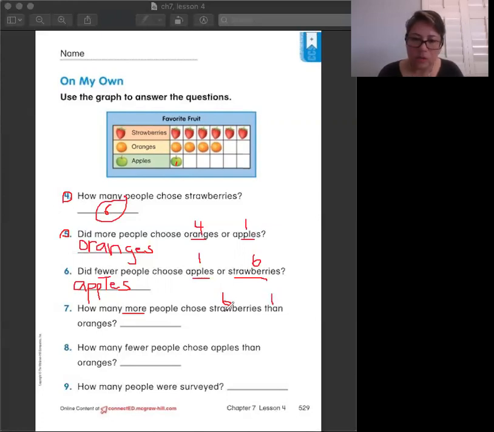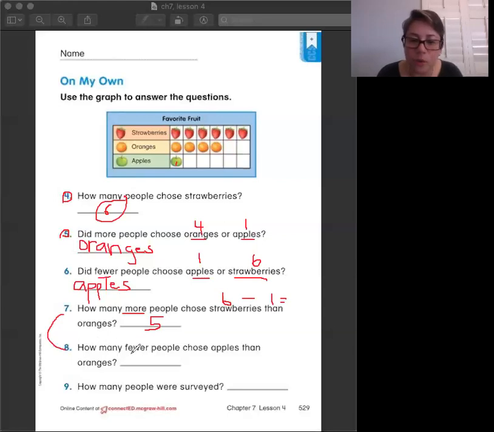1 for orange. So to find out how many more, all I do is subtract. So if one person chose orange, I take 6 for the strawberries, and then I just take away 1. And that tells me how many more people chose strawberries. 5. 5 more people wanted strawberries than oranges. So we know more people wanted strawberries, but we also know that 1 person wanted oranges. So if we subtract 6 minus 1, it gives me 5. The same thing, so these two are similar.